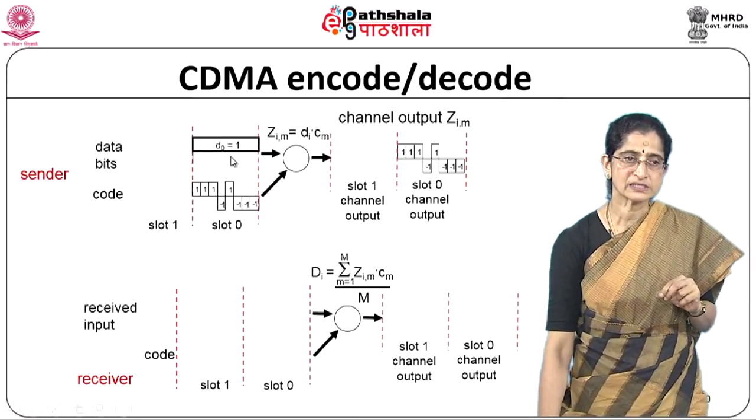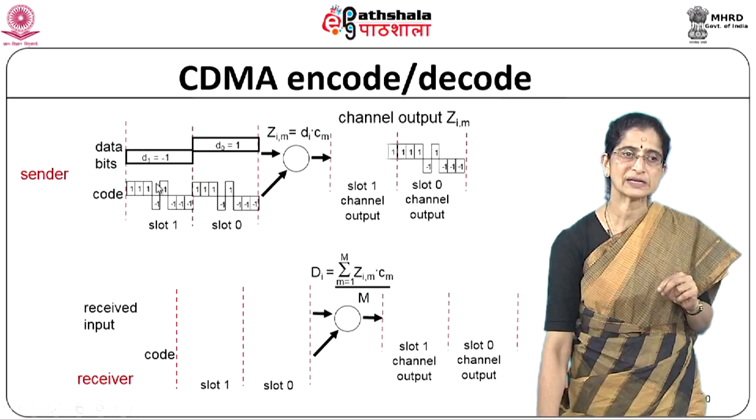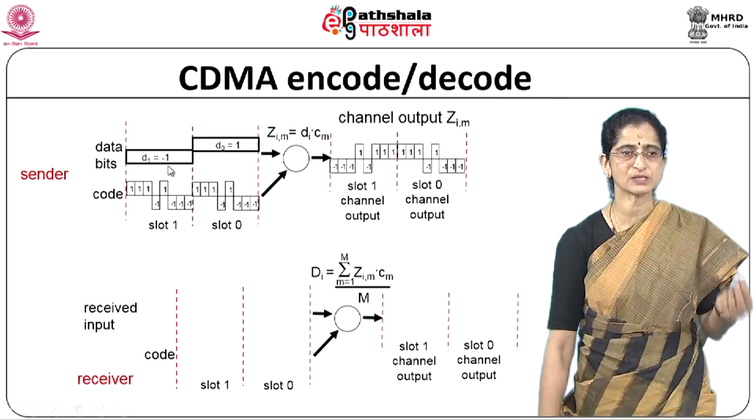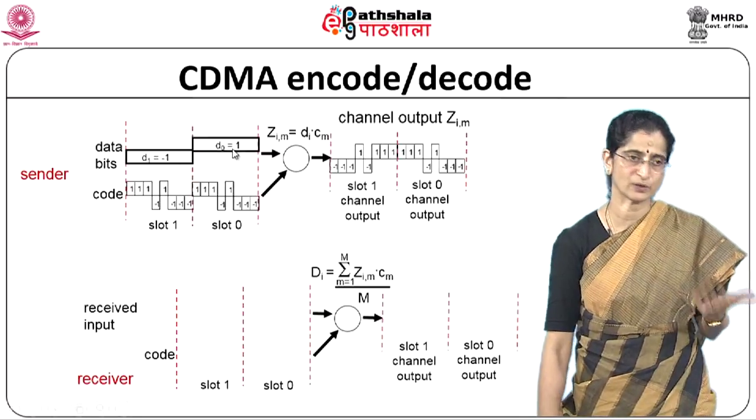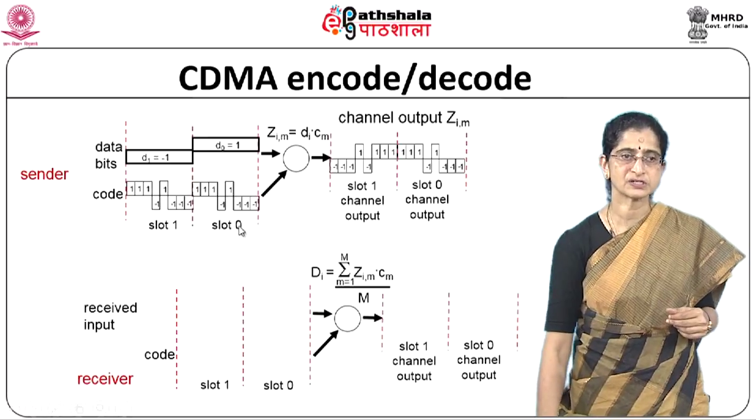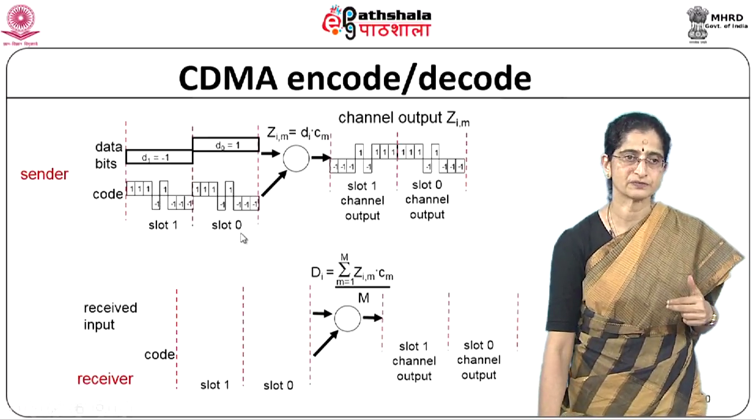Now in slot 1, let's say he's sending a value of 0, or let's say it's a minus 1 that he's sending. So minus 1 normally is used to indicate 0, 1 to indicate 1, for instance. So minus 1, you can see, will be the exact inverse of this. It will be the exact opposite of that, right?